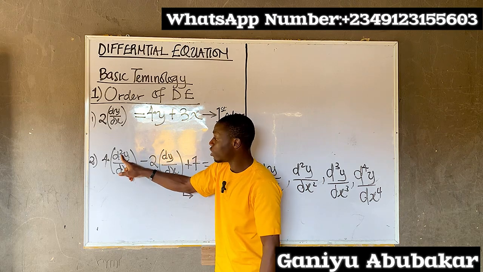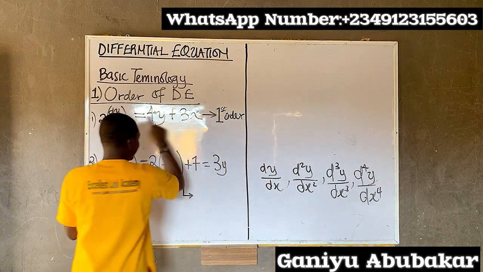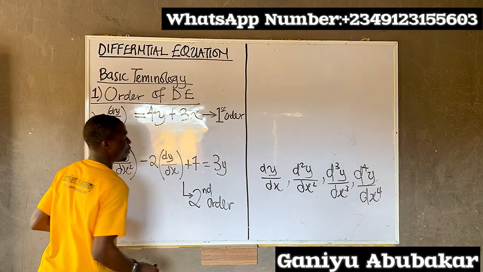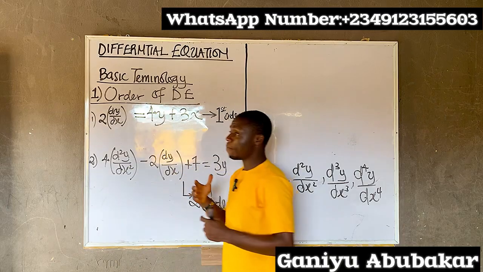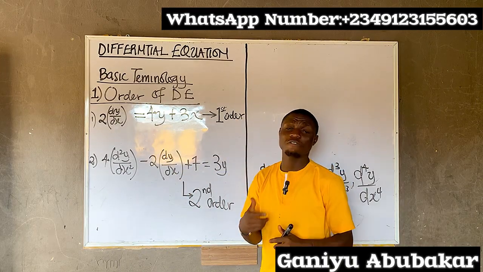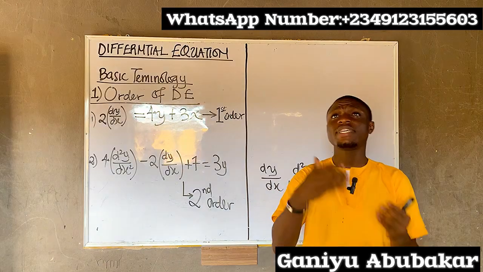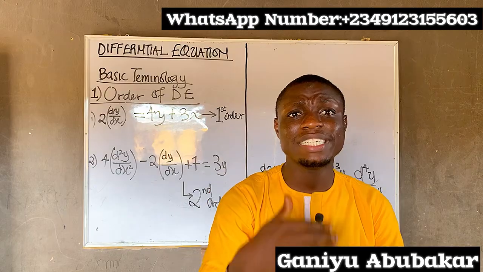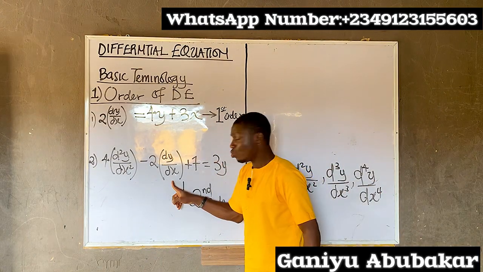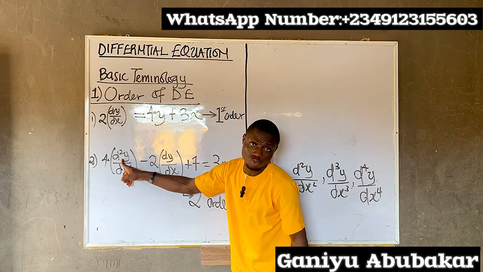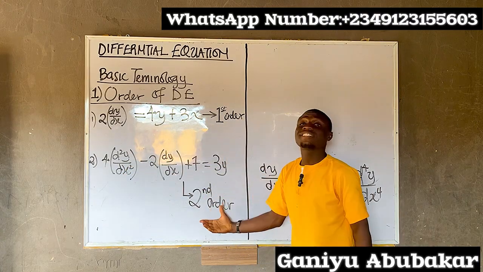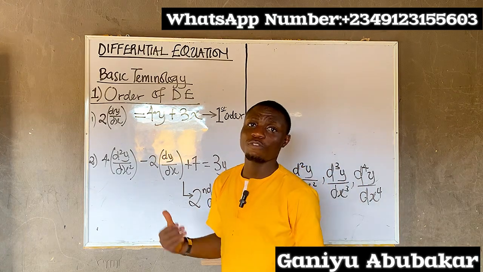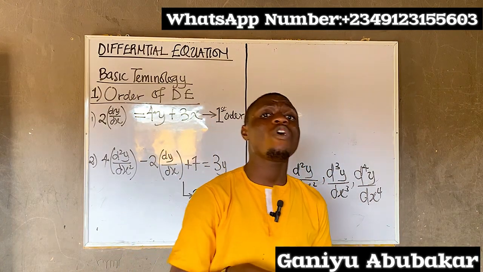And what's the value there? It is 2. So this expression is a second order differential equation. So that is how you spot the order of a differential equation. It involves the highest differential coefficient in an equation. In this case, there are 2, but I went for the highest, which is this one here. That is why this expression is called a second order differential equation. This is how you solve problems on the order of a differential equation.